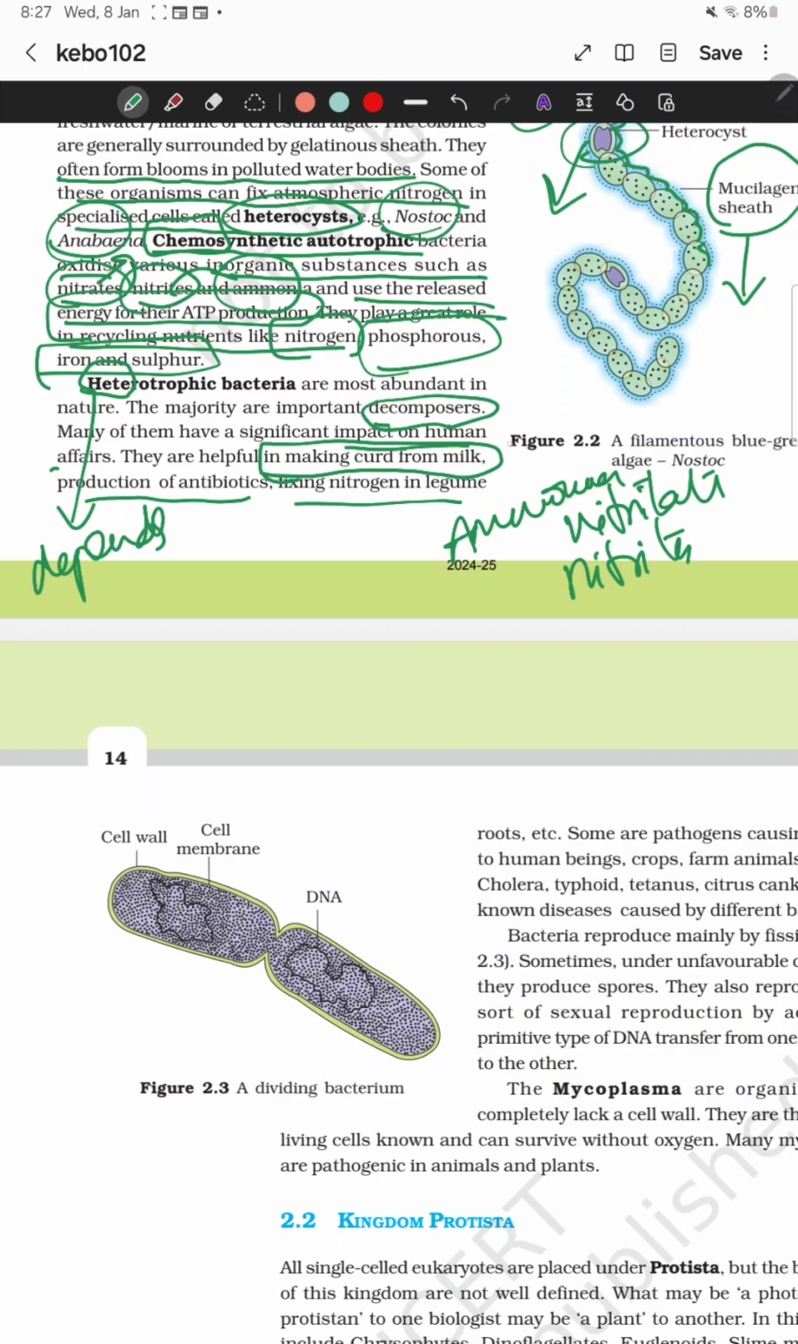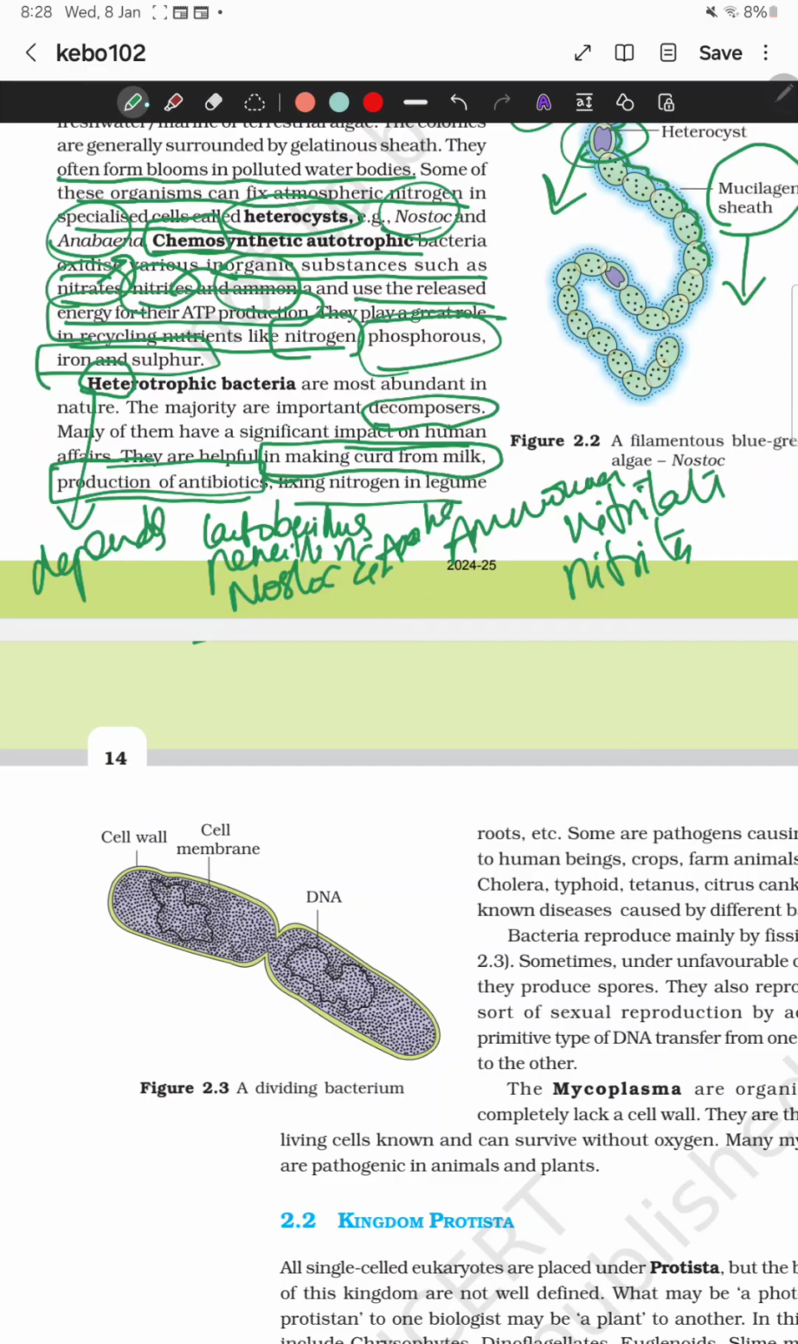E. coli is a bacterium present in the human body. Some bacteria are useful for human welfare, which includes Lactobacillus, used to turn milk into curd. Production of antibiotics like penicillin is done by microbes. Nitrogen fixation in legumes is done by Nostoc and Anabaena. These are important examples that are often asked in the NEET exams.